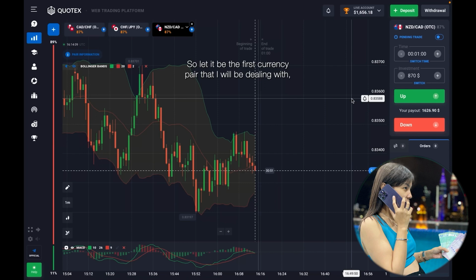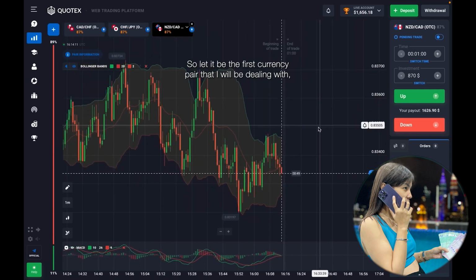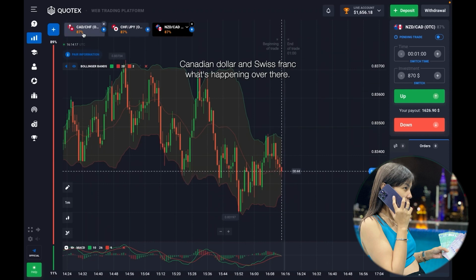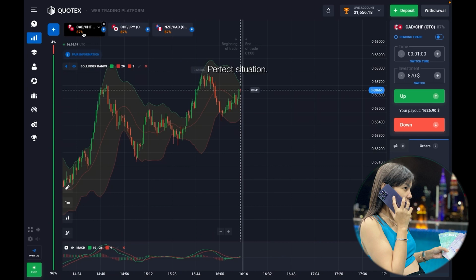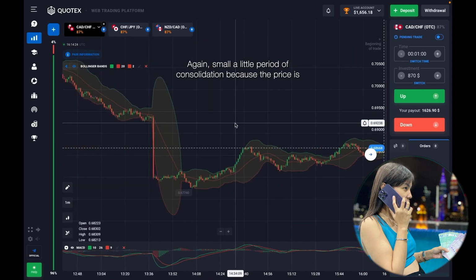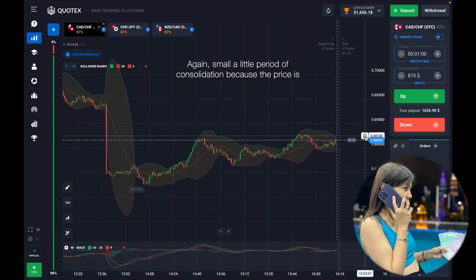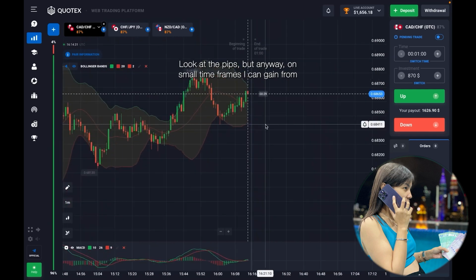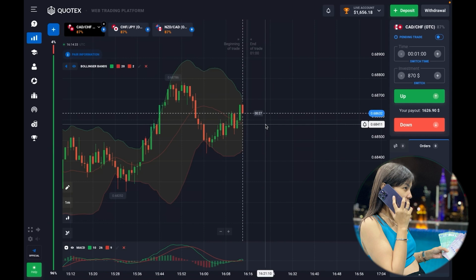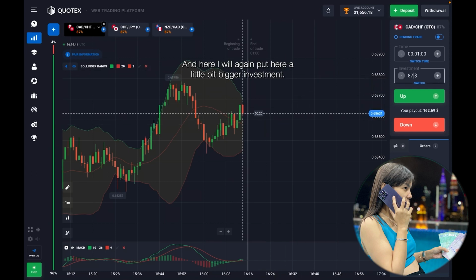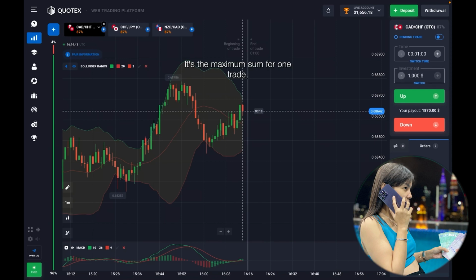So that is the first currency pair that I will be dealing with, Canadian dollar, Swiss franc. So what's happening over there? Perfect situation. The price is clearly going in an up and down direction. Again, a small period of consolidation because the price is trading at this level. And look at the pips: on small time frames I can gain my profit from these small moves, and that's why many traders are fond of scalping. Here I will again put a little bit bigger investment, the maximum sum for one trade.